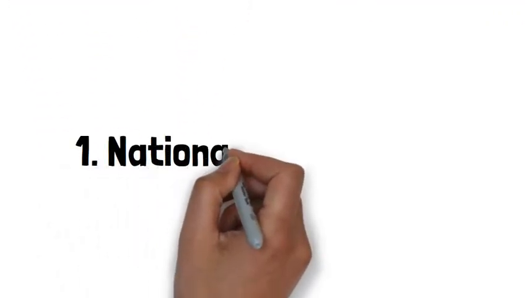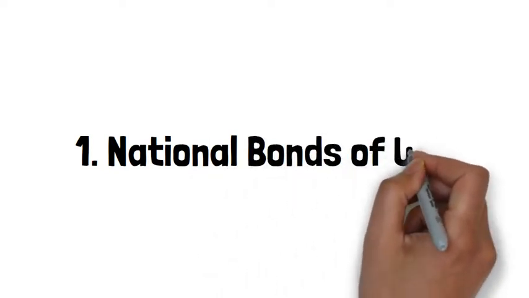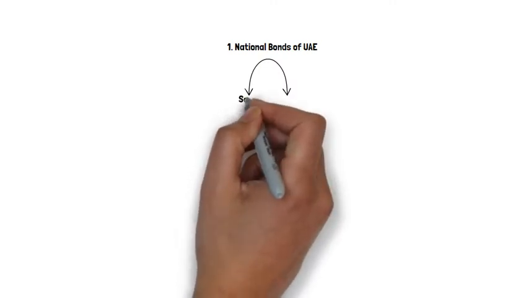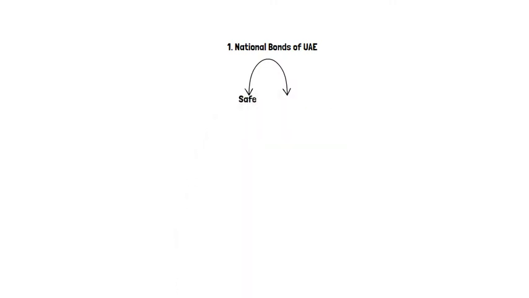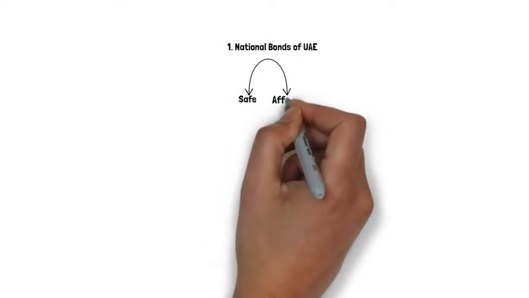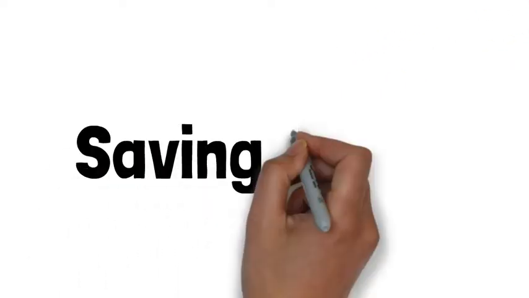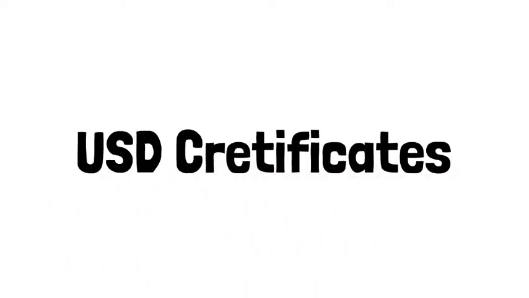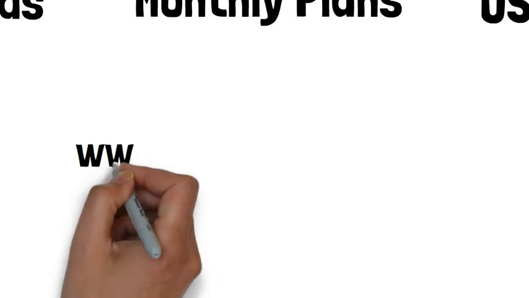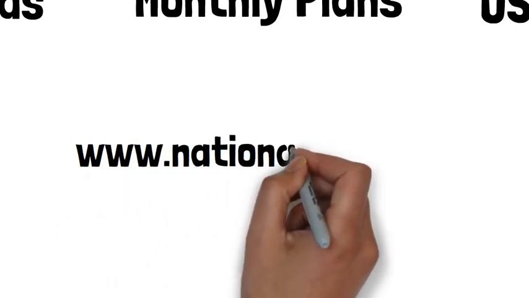Option number one, National Bonds of UAE. National bonds are probably one of the safest investment options in the UAE. They are also very affordable since you can invest as little as 100 dirhams. They have multiple investing options to choose from, such as saving bonds, monthly investment plans, USD certificates, and many more. You can go to their website and check out all investment options they are offering.